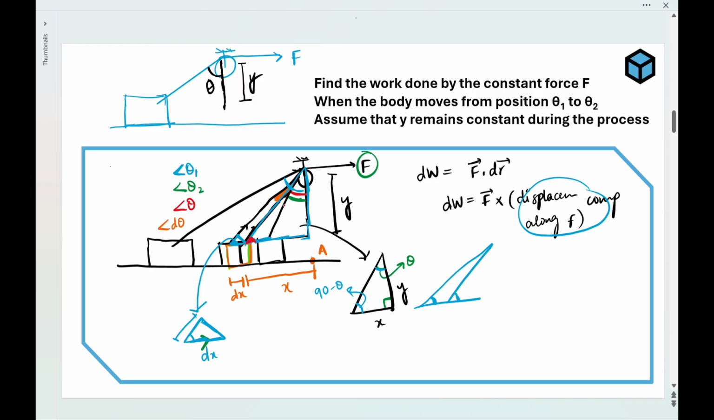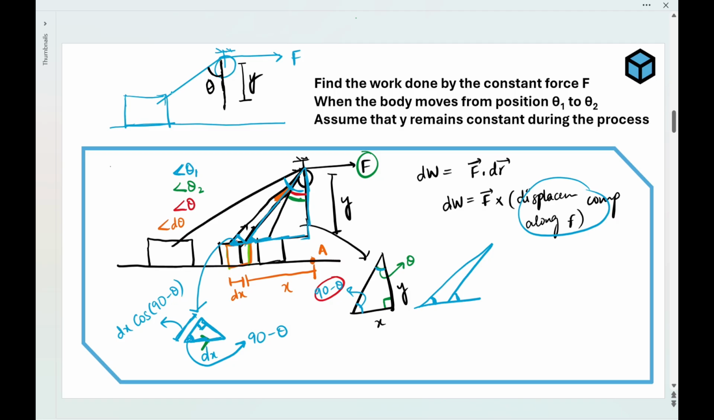These two angles are nearly the same. So we know that this angle is 90 minus theta, so we can write this angle also as 90 minus theta. Since this is dx and this is 90 degrees, we can write this as dx into cos of 90 minus theta. This is the length of this side.